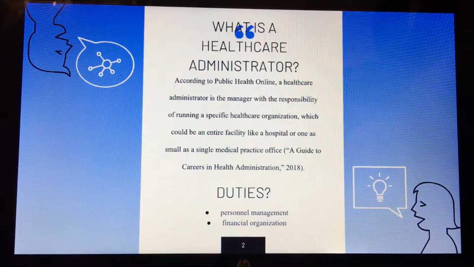And in order to do these duties, you need to have a certain skill set. Some of those things can include leadership, communication, professionalism, and you must be well focused on business out of everything.